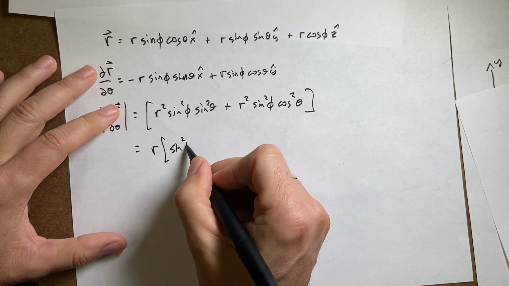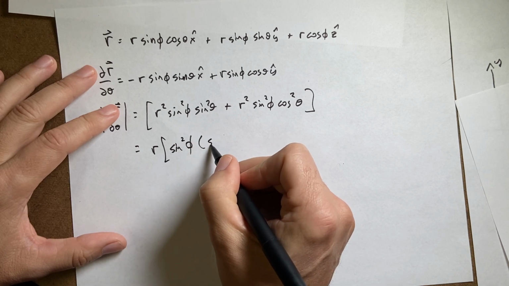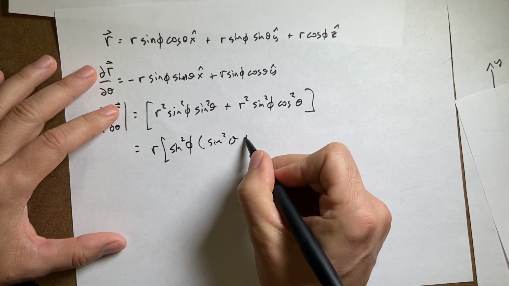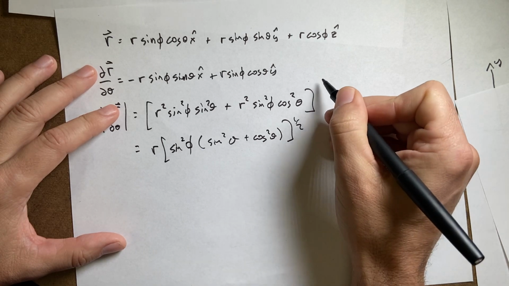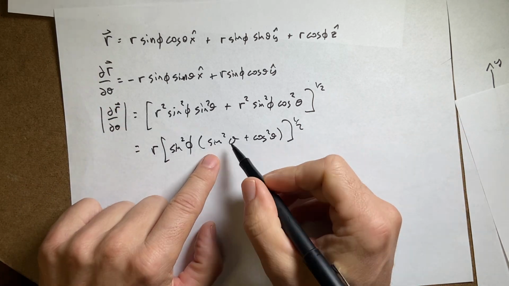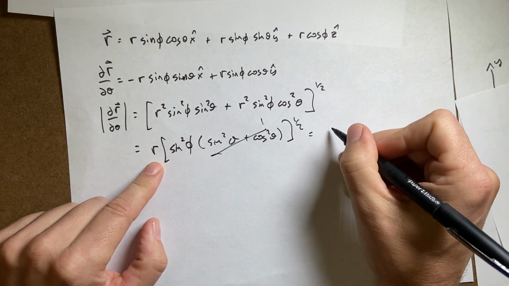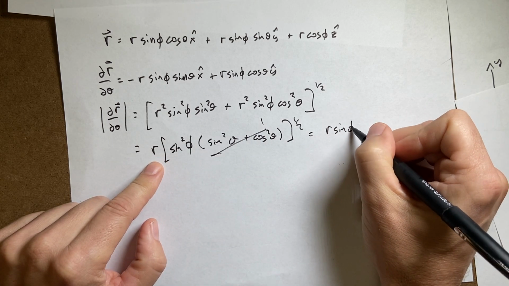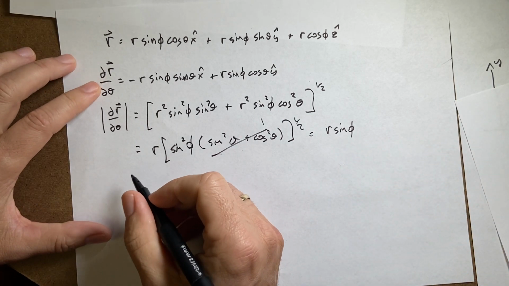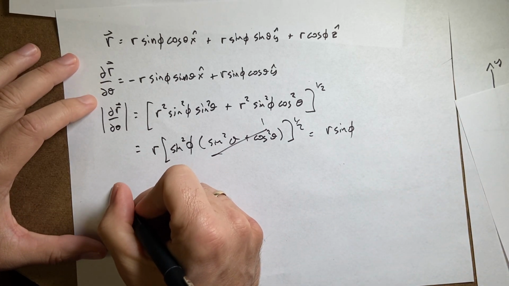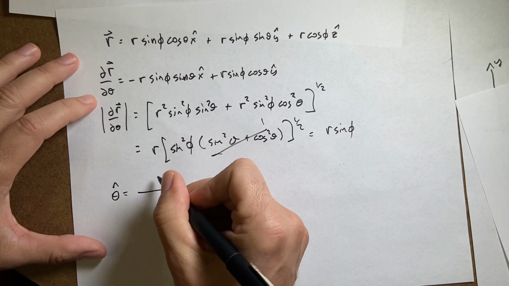sine squared phi. And then I get sine squared theta plus cosine squared theta, that's 1, all to the 1/2. Okay, so that's 1. So I get r sine phi. That's my magnitude.